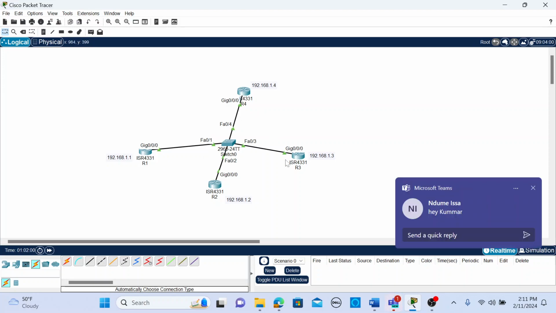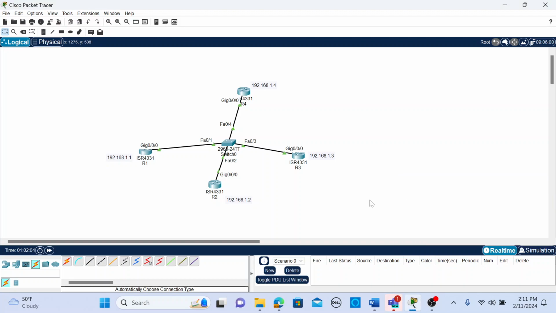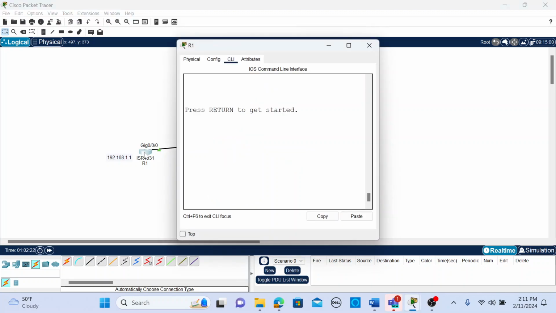So for that reason, we use DR BDR. In this way, we are reducing the link state advertisements, LSAs. To reduce that LSA flooding, we need this DR BDR election. Now I'll show you some commands to see the DR, I mean neighbors. So let's see.